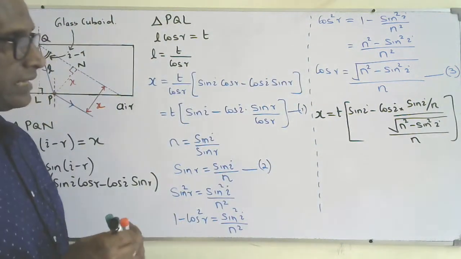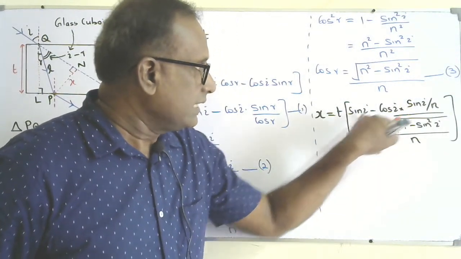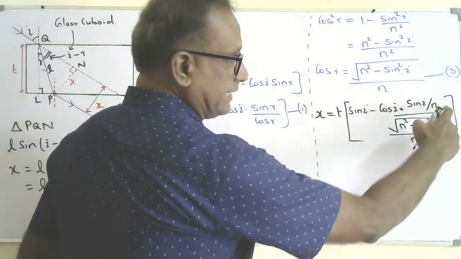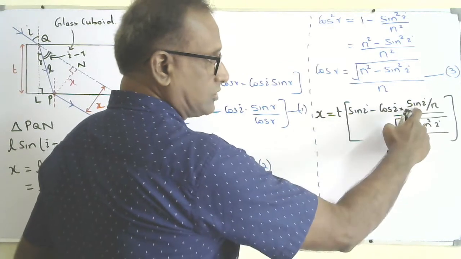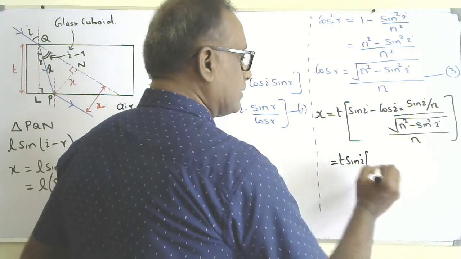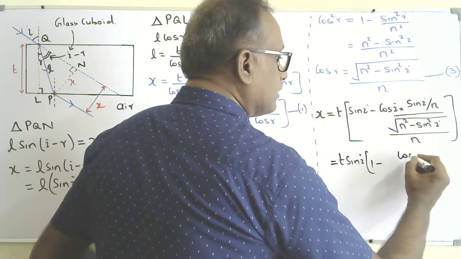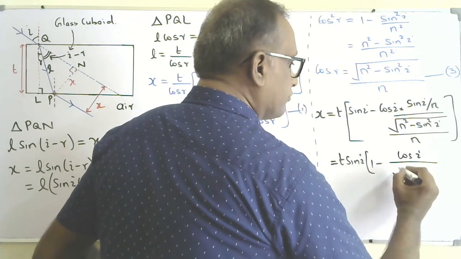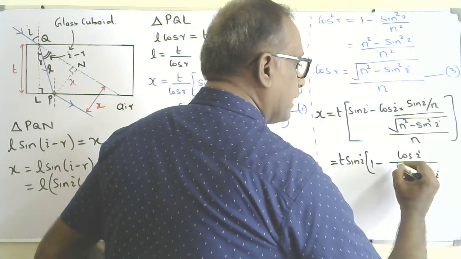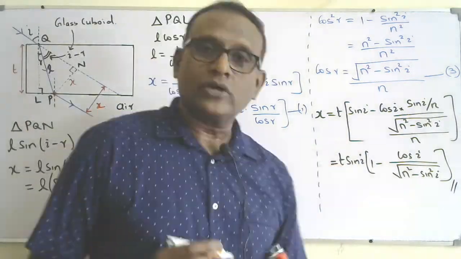Okay, now what will happen? This n and this n will get cancelled. sin i, they are common. I can take the sin i out. So t sin i, this will become 1 minus cos i over square root of n squared minus sin squared i. That's the final answer. They asked to derive it. Okay, simple, isn't it?